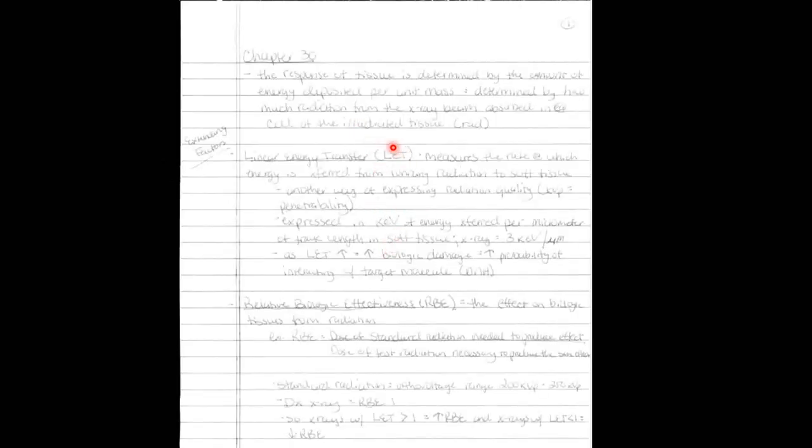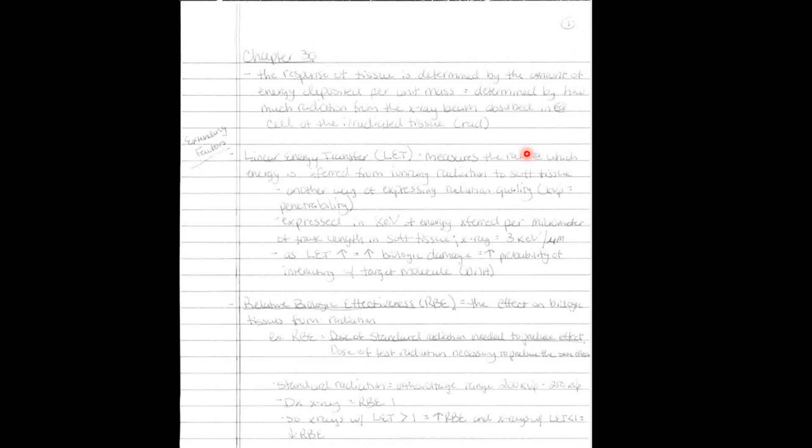Again, here's my notes, difficult to read. I will go over them again. The responsive tissue is determined by the amount of energy deposited per unit mass, and that's your LET. So again, your LET is how your energy gets transferred into your tissue. When we talk about tissue response, it's really determined by how much of the radiation is affecting or being absorbed by the tissues, and that's your RADS, your radiation absorbed dose.